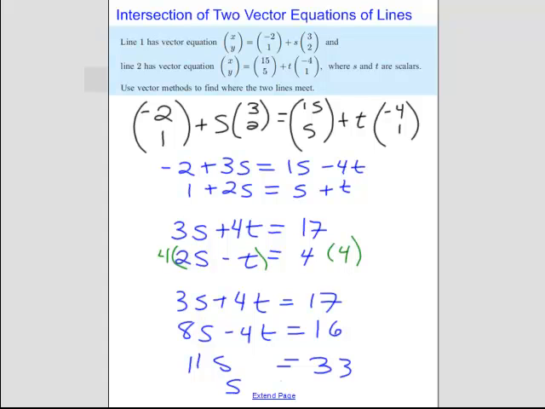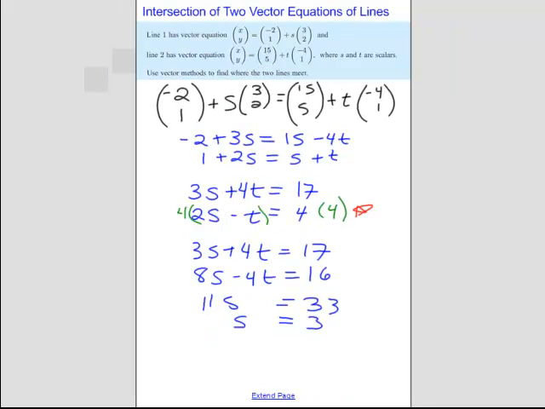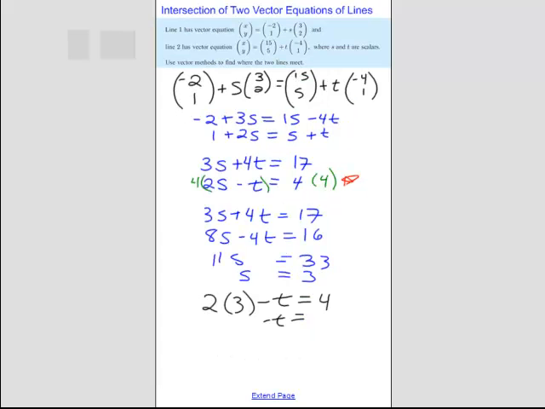S therefore has to equal 3. Take your s value, substitute it back in. I'll use this equation here before I did the multiplication. So 2 times 3 minus t equals 4. So negative t equals negative 2. t is 2.